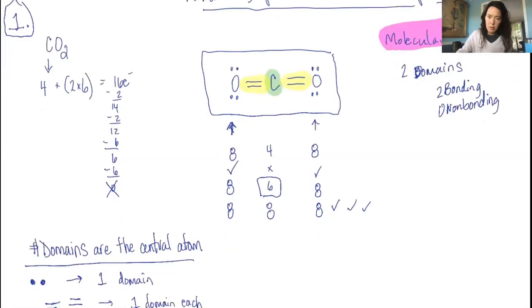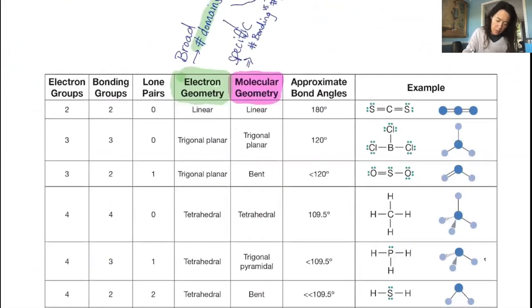So let's go to our molecular geometry chart, and let's look at this electron groups. That's actually the number of domains, right? Different ways to say the same thing. What we just had was carbon dioxide, which had 2 domains. They were both bonding, and we had 0 lone pairs. So our molecular geometry, remember that's the one I'm concerned with, our more specific geometry, is linear.